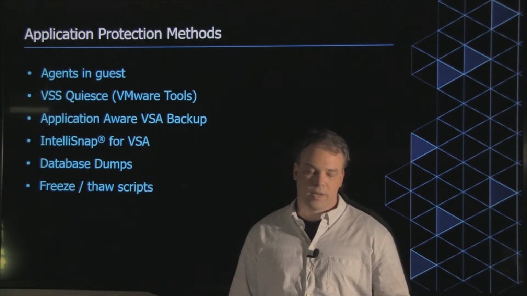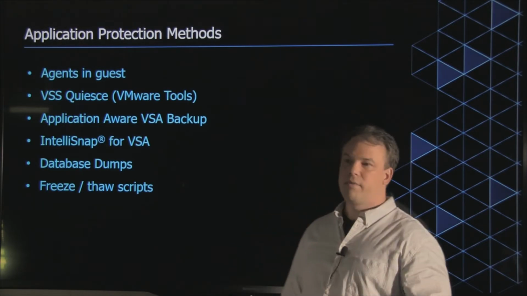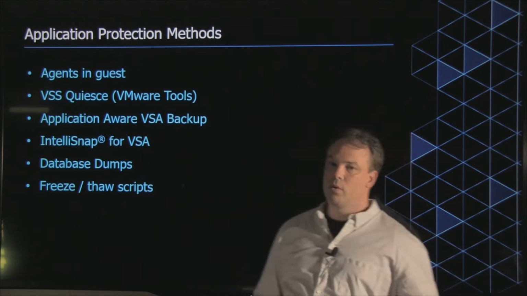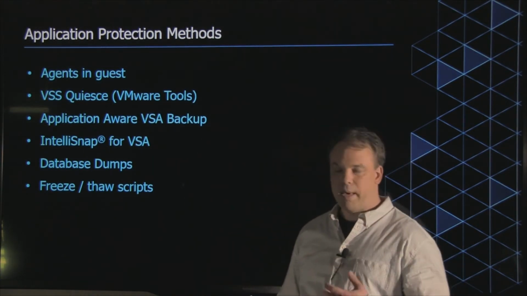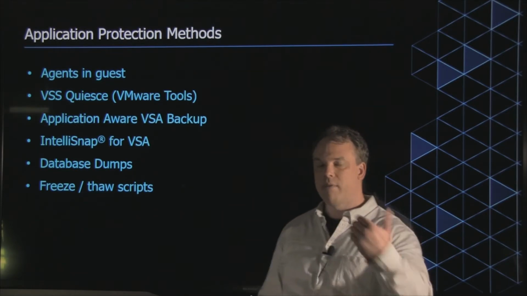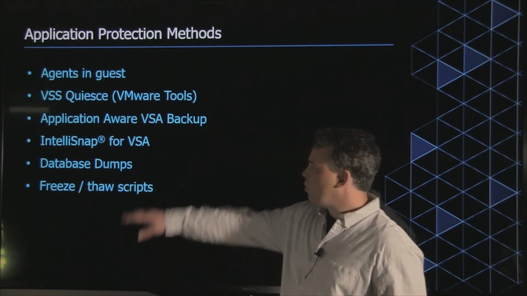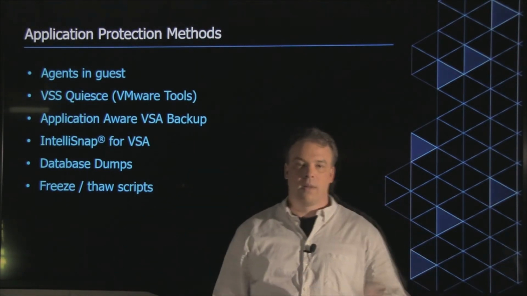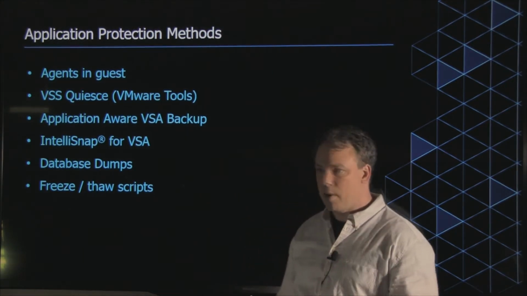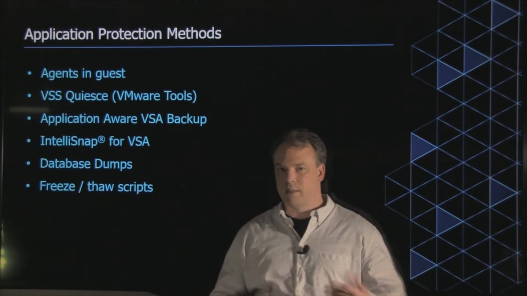If it's a low transaction VM, you might get away with it, but consider the difference between that and application aware. With the VSS quiesce only, we rely on VMware Tools to guarantee that the quiesce of the application occurred. That never gets reported back to us, and we don't wait for it to occur. Whereas with the application aware VSA backup, there's going to be that guarantee that the application properly quiesced, and also with the application aware, we have the ability to do that agent level restore.